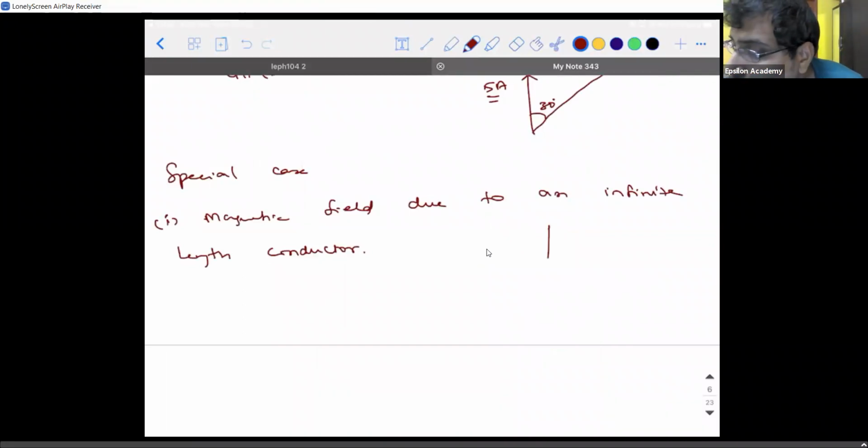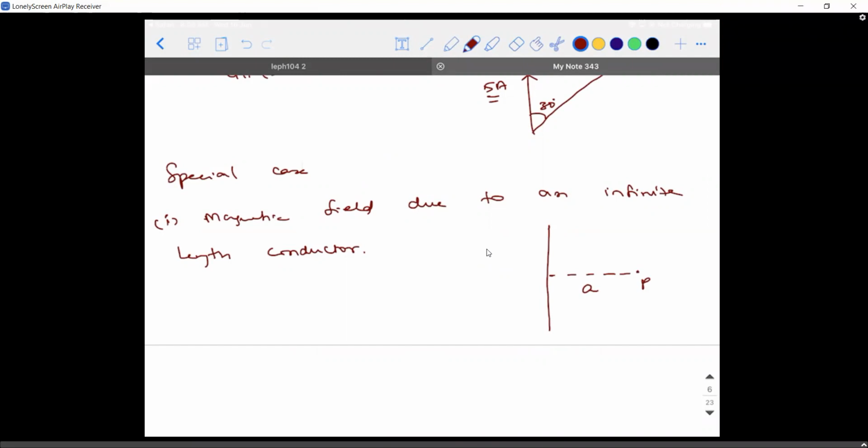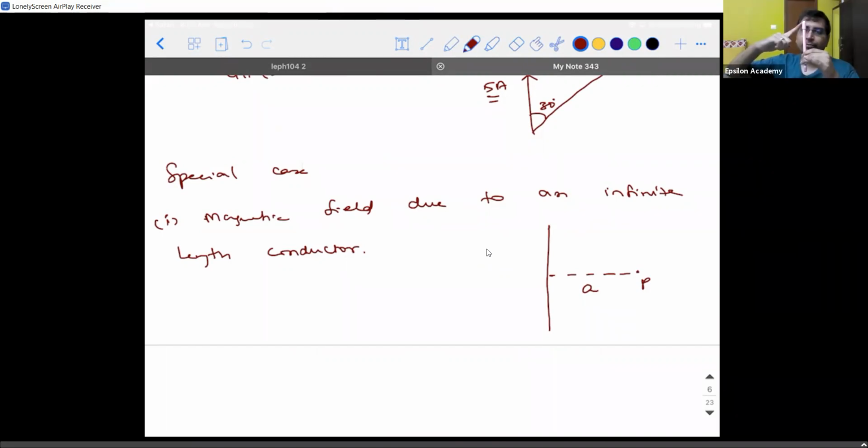Okay, let's see. Since I cannot draw an infinite length, let's try to understand. Let's say this is getting extended till infinity, this is getting extended till infinity. The point P is here. Let's say this is the extreme of the conductor. It was alpha. If I extend it even more, the value of alpha will increase. If I extend it even more, alpha will increase.